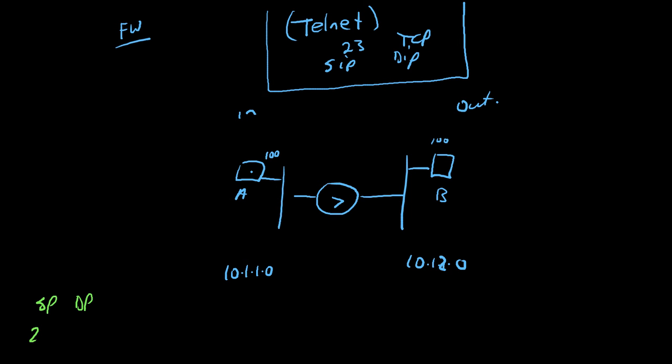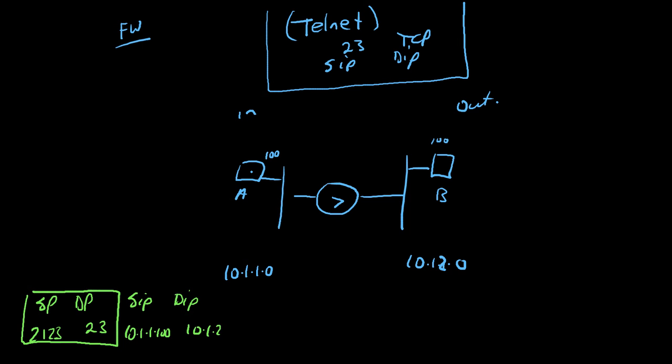So let's make it 2123. The destination port we do know is telnet, right? And this pretty much gets encapsulated and moved down the stack to the actual network layer. There we actually have a source IP and a destination IP. My source IP at the moment is 10.1.1.100. My destination IP is 10.1.2.100. Okay, so this is pretty cool that we know this so far.